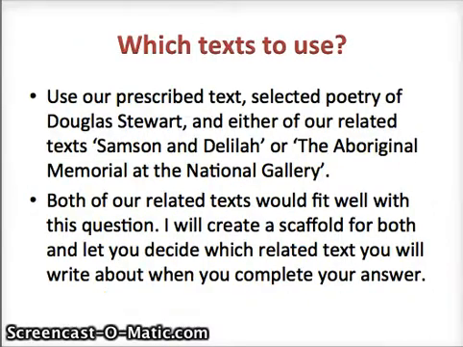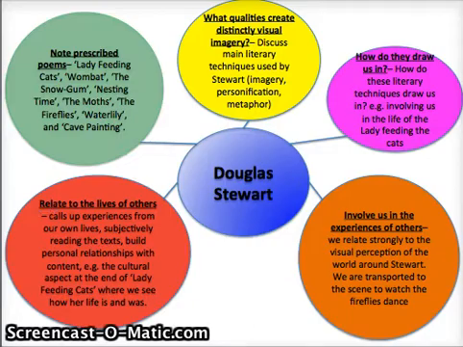Which texts do we use? Obviously we have to use our prescribed text, which is the selected poetry of Douglas Stewart. We could use either of our related texts, Samson and Delilah, or the Aboriginal memorial at the National Gallery. Both of our related texts would fit really well with this question, and I'll create a mind map scaffold for both, and I'll let you decide which related text you'll write about when you complete your answer. So let's look at Douglas Stewart first.